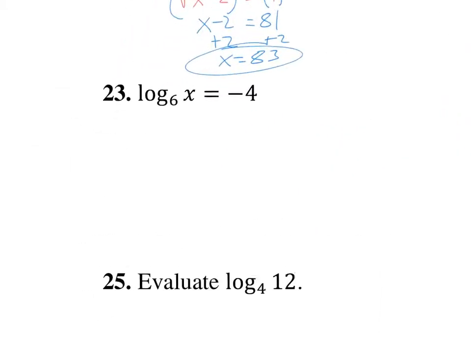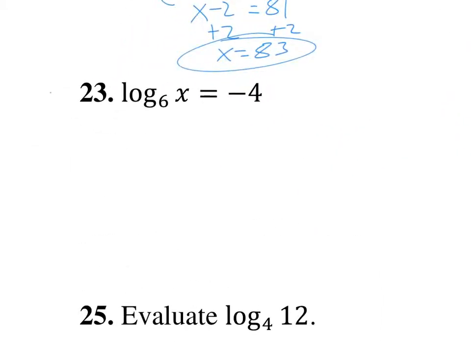All right, 23. Write in exponential form. 6 to the negative 4 equals x. And so this is x equals 1 over 6 to the 4th. And that is 1 over 1296.